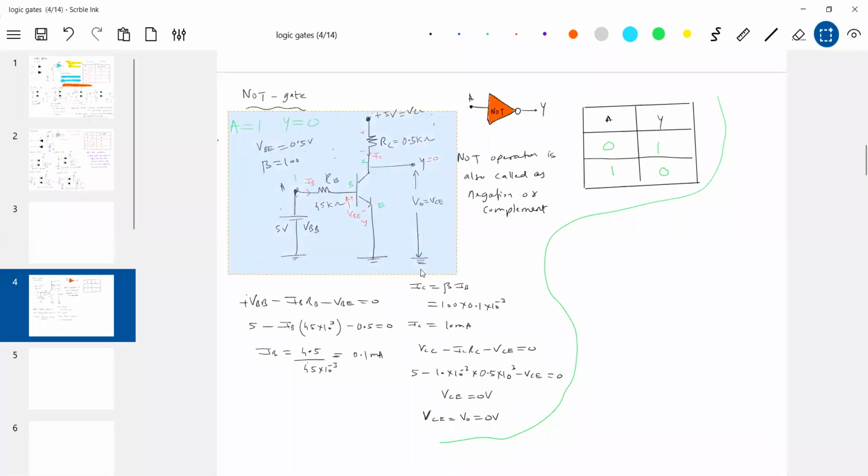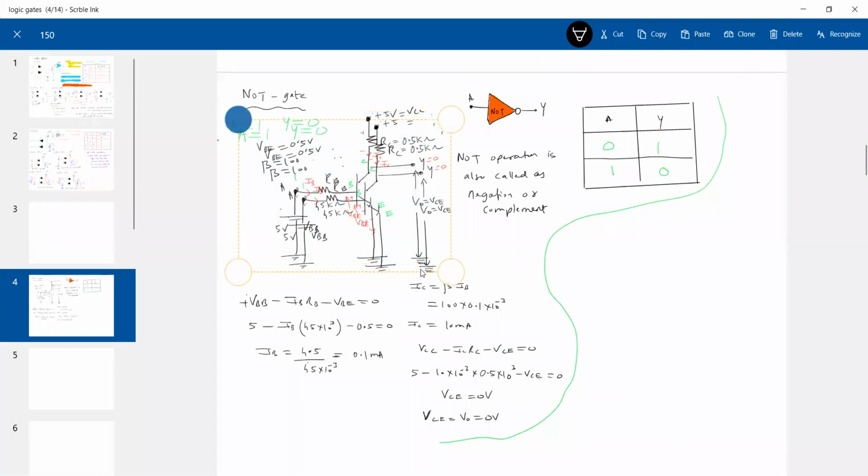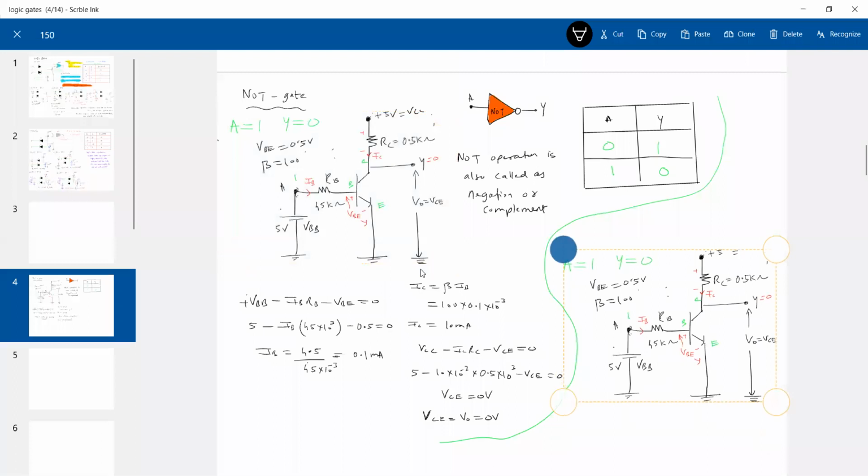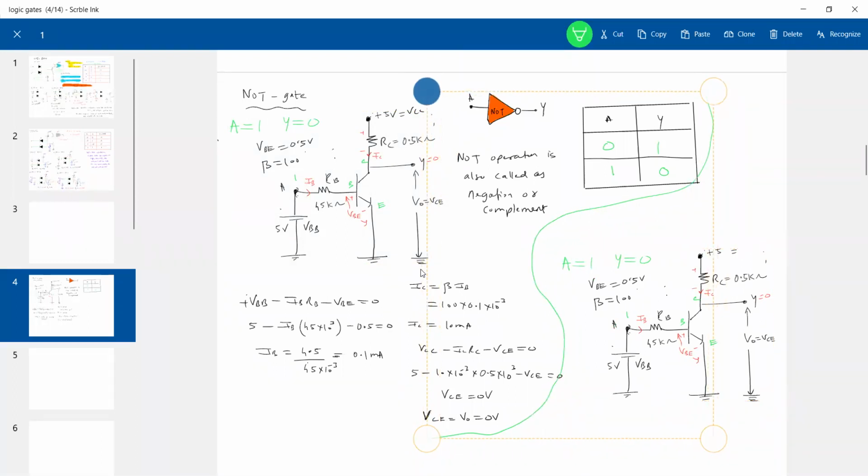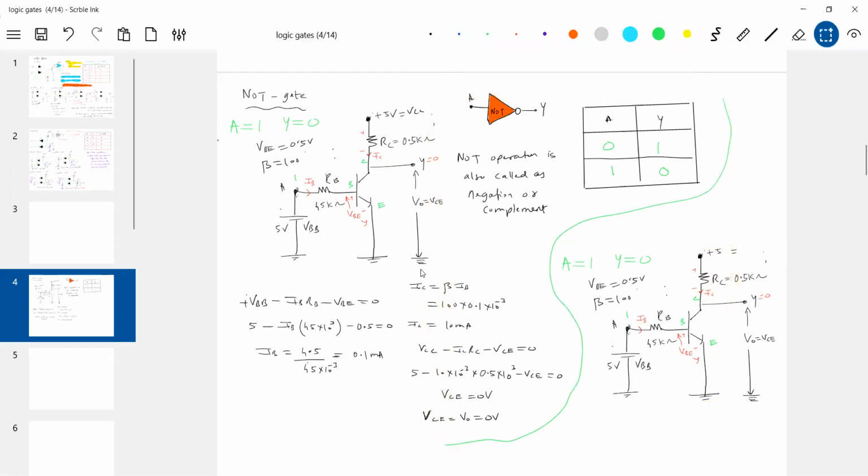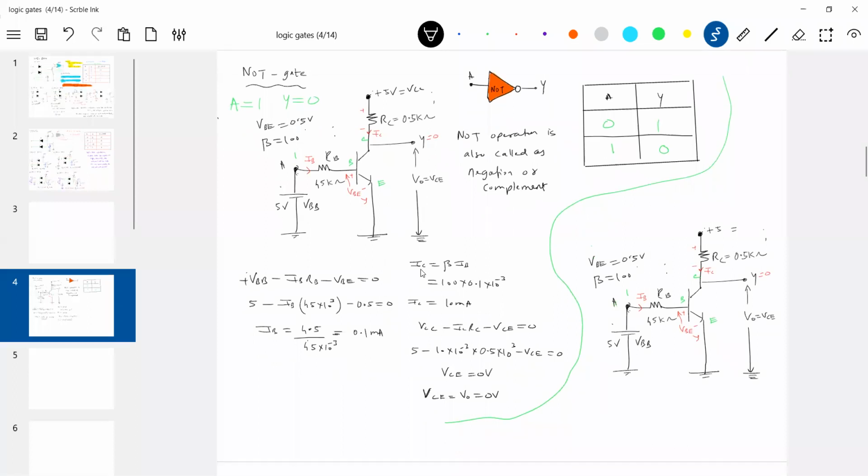Same circuit. Let's come to this one. What is the next case, A equal to 0? Y will be 1. This we are checking. Earlier we started with this, now we are checking this one. A equal to 0, so what shall I do? I should make this earthing. I should earth it. And definitely what will happen? No current will flow. So just leave this part.